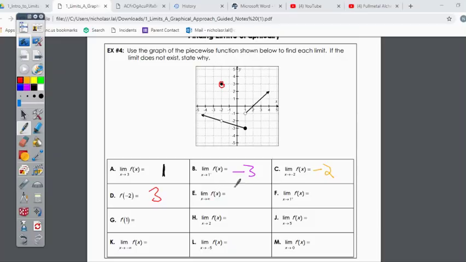Limit as x approaches infinity of f of x. So we're looking in this direction. Function is going upwards in that way, so f of x is going to equal infinity. Limit as x approaches 1 from the right is going to equal negative 1, because coming from the right, as x approaches 1, the function will equal negative 1. f of 1 is this filled in dot here, which is negative 3.